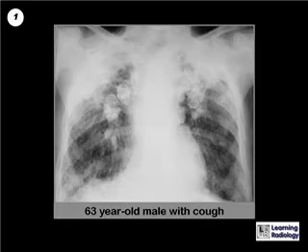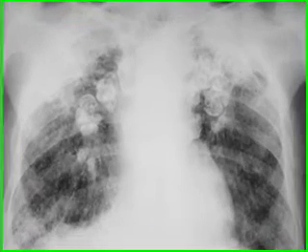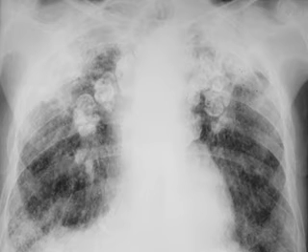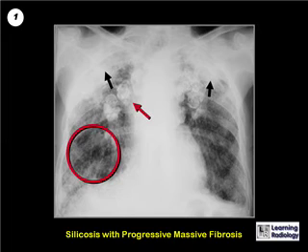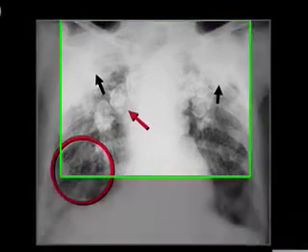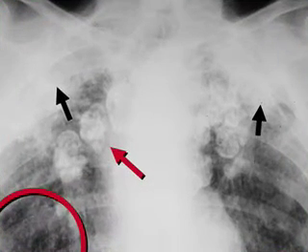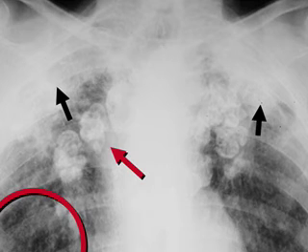So this is the first case. It's a 63-year-old male with a cough. Pause your computer or MP3 player. This is an example of silicosis with progressive massive fibrosis. The black arrows are pointing to conglomerate areas of silicotic nodules which have coalesced at the apices of the lungs.